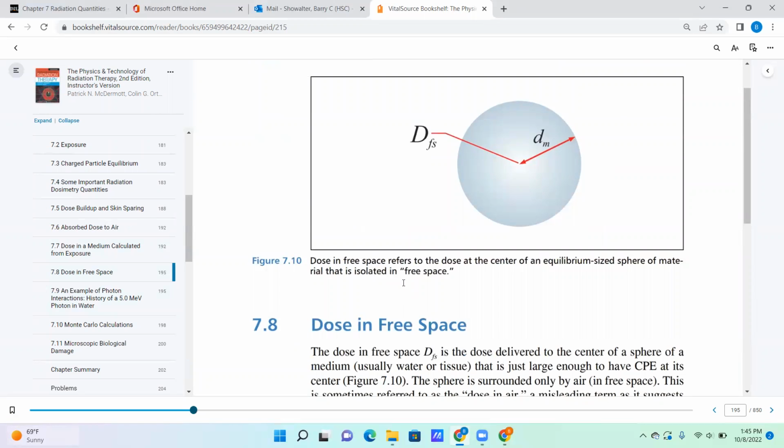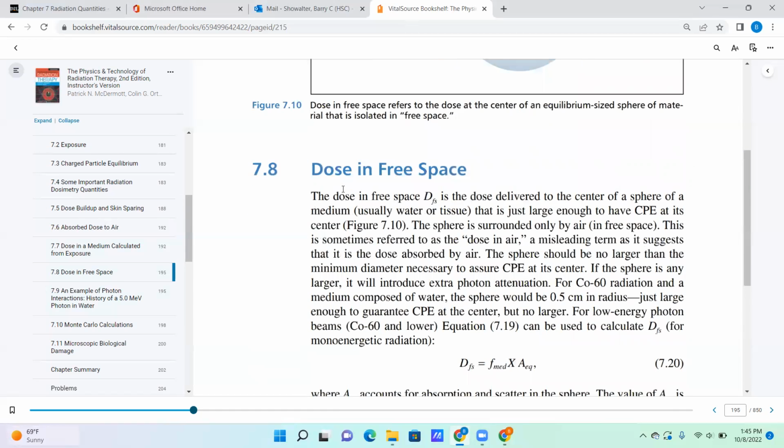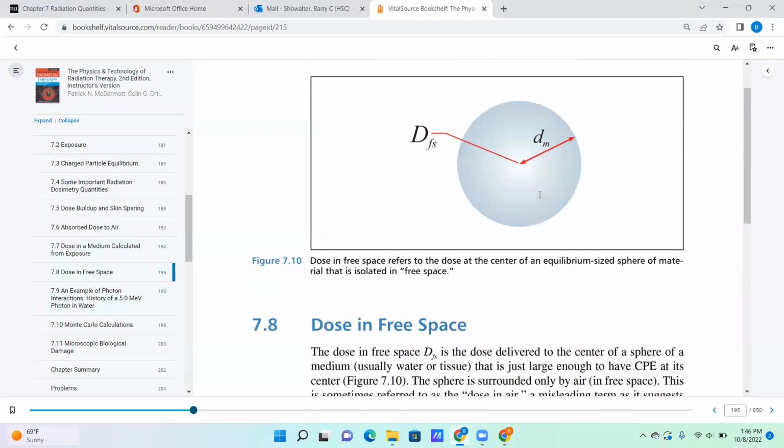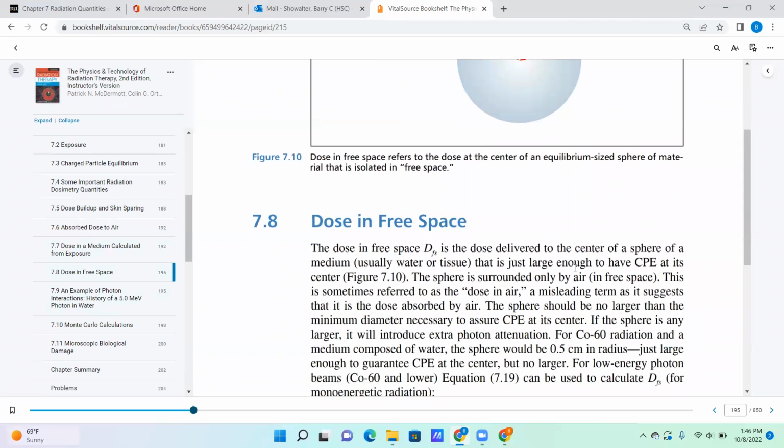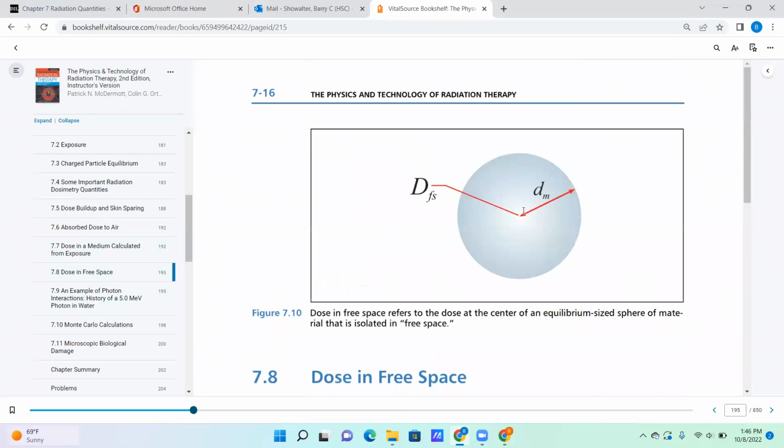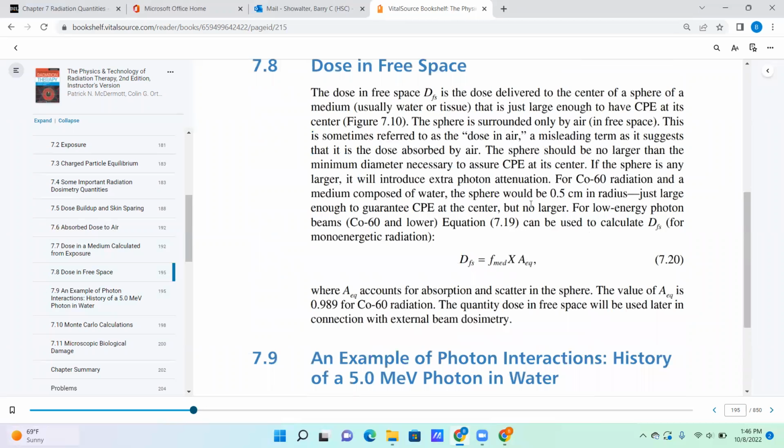So we're going to talk here a little bit about dose in free space. The dose in free space is the dose delivered to the center of a sphere of a medium, usually water or tissue, that is just large enough to have charged particle equilibrium at the center, which is what this is trying to display. So the dose in free space refers to the dose at the center of an equilibrium-sized sphere of material that is isolated in free space. The sphere is surrounded only by air.